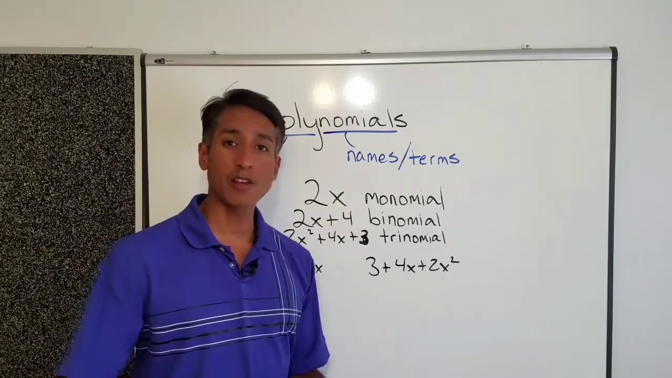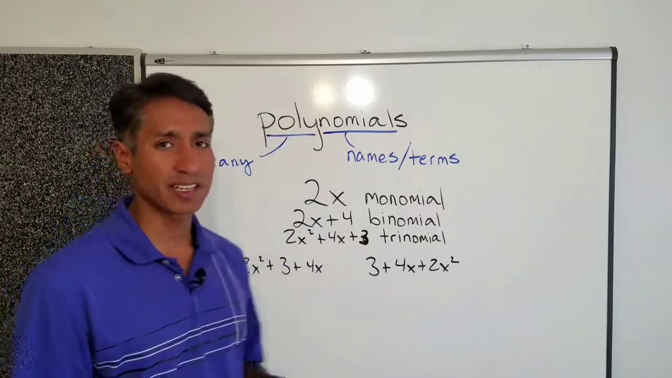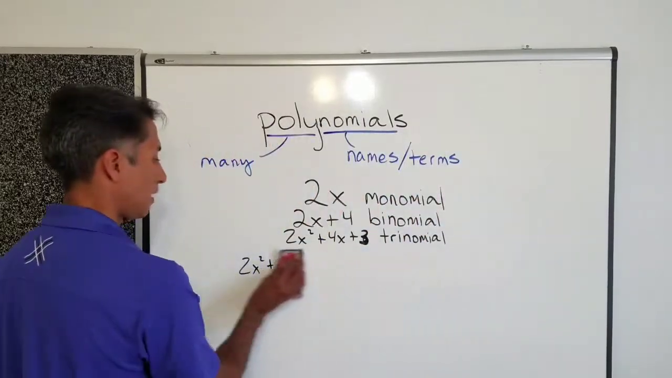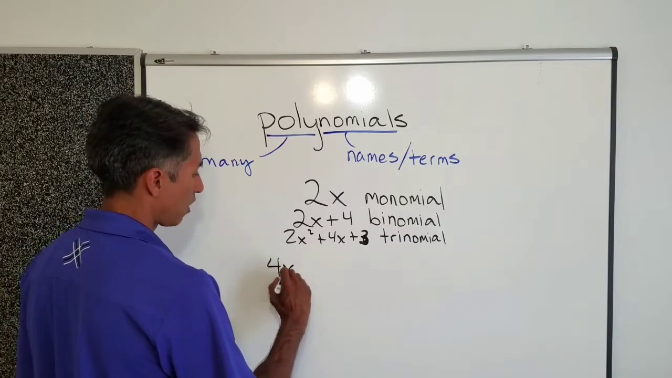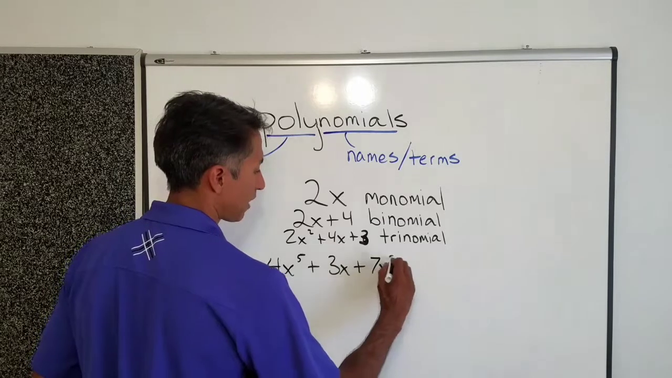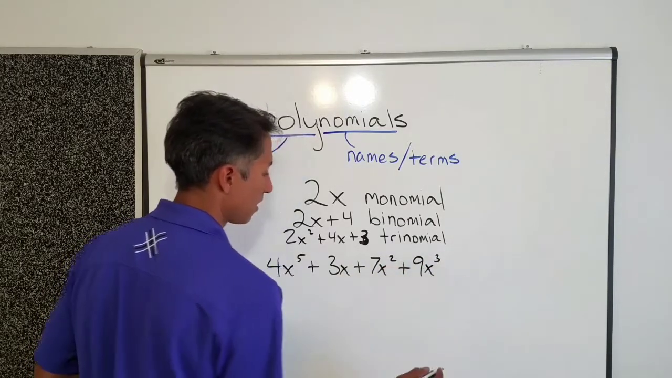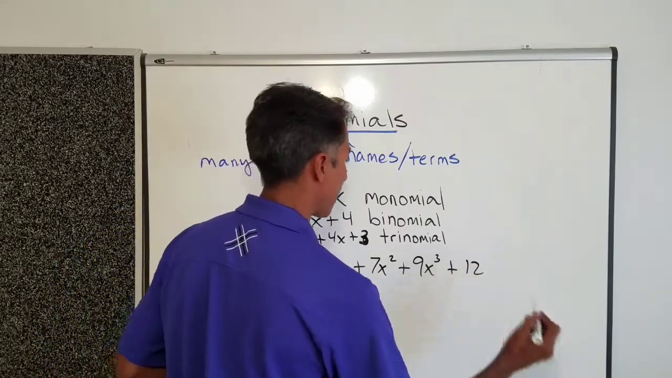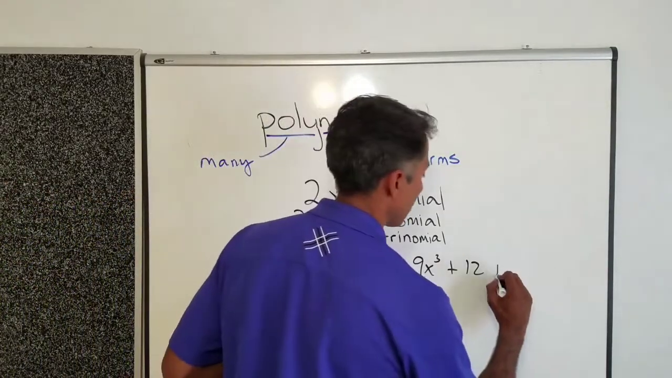As you're moving into Algebra 1 and other classes like that, you're going to want your stuff in order because it's just going to keep things nice and neat. So let me take this out of the way, and let me just give you something like 4x to the 5th plus 3x plus 7x squared plus 9x cubed plus 12. So we have all these different things. Oh, let's add one more just because.